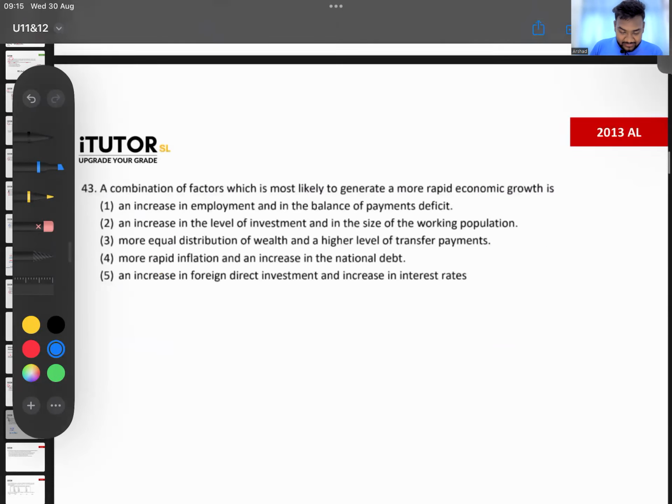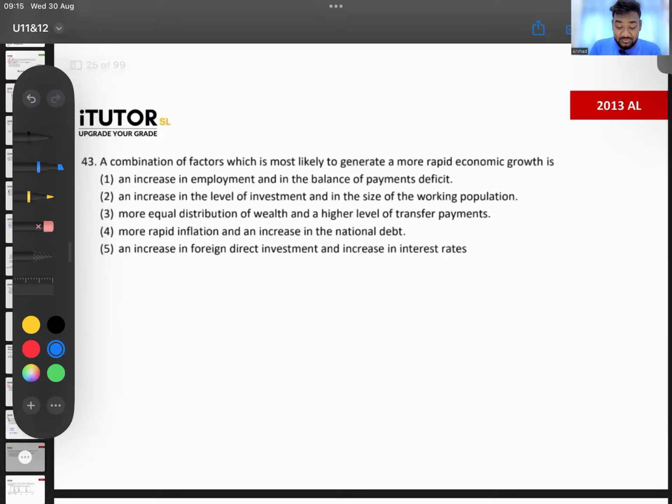Then we'll go to 43. A combination of factors which is most likely to generate a more rapid economic growth. Now, this was tested before also. Thing is, now Sri Lanka these days wants to make sure there is economic growth. So what should we do?